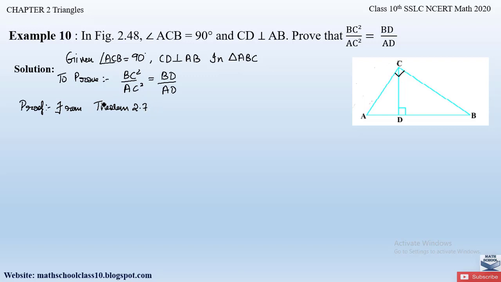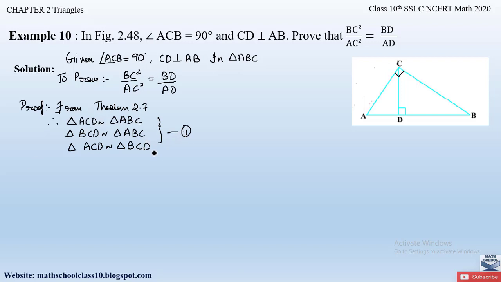You have to write down the whole statement of theorem 2.7, which says if a perpendicular is drawn from the vertex of the right angle to the hypotenuse, then triangles on both the sides of this perpendicular are similar to the whole triangle and also similar to each other. Therefore, we can write triangle ACD is similar to triangle ABC. Likewise, triangle BCD is similar to triangle ABC, and triangle ACD is also similar to triangle BCD. Let this be equation 1.